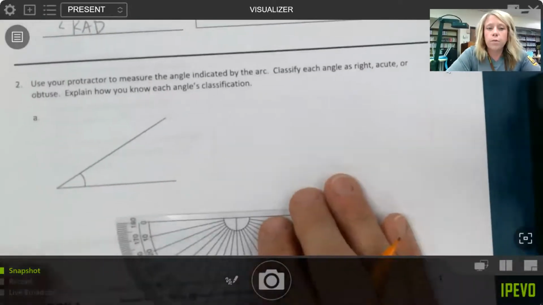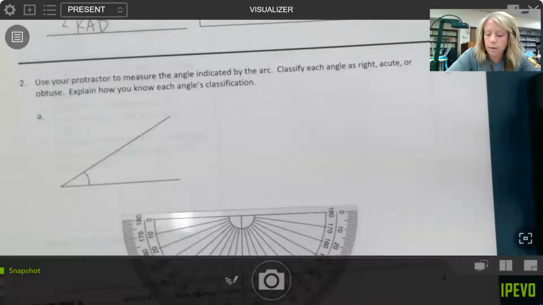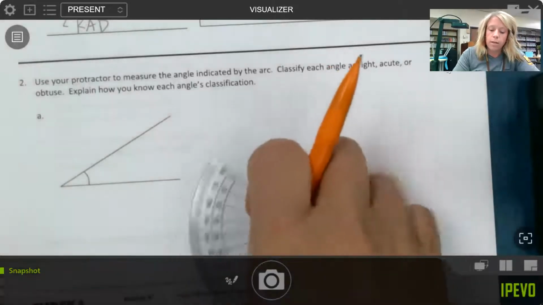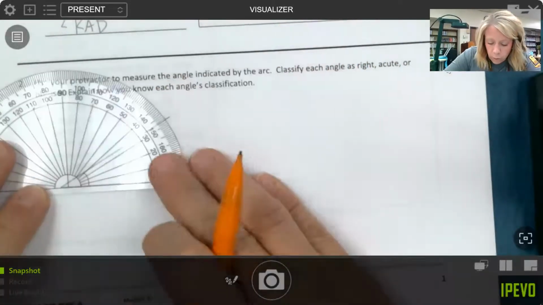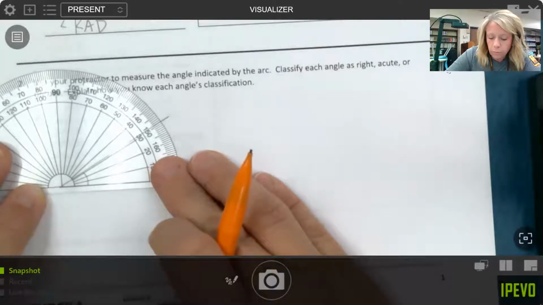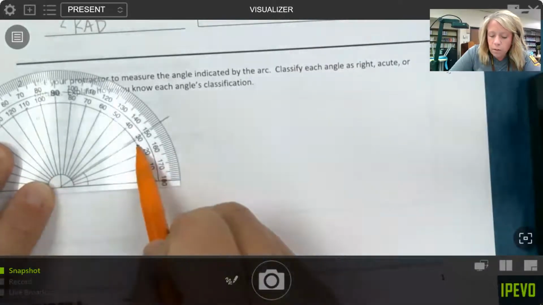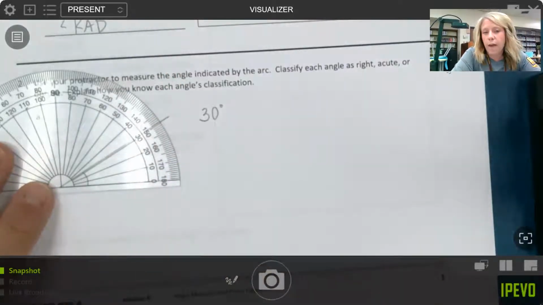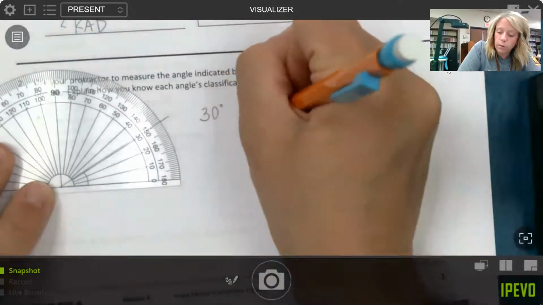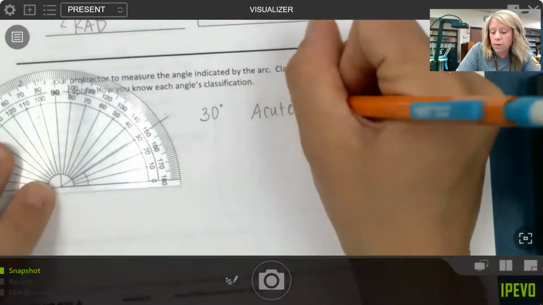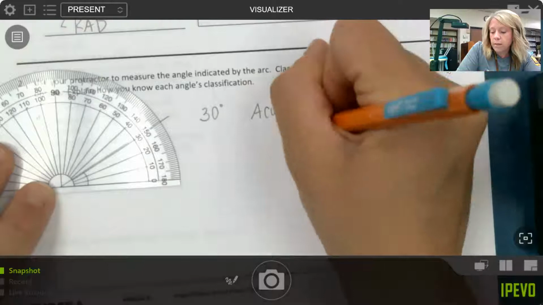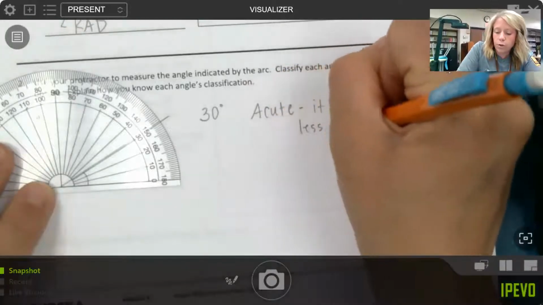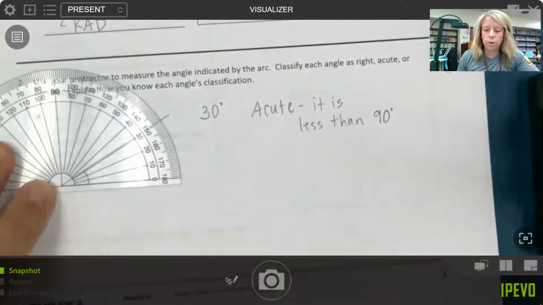The directions for number 2 say to use your protractor to measure the angle indicated by the arc. Then to classify each angle as right, acute, or obtuse and explain how you know. I'm going to go ahead and measure this angle, lining up my vertex and my zero. This is about 30 degrees. So I would take 29, 30, 31, 32 degrees. And this is acute. And I know it's an acute angle because it is less than 90 degrees. That's how I know it's acute.